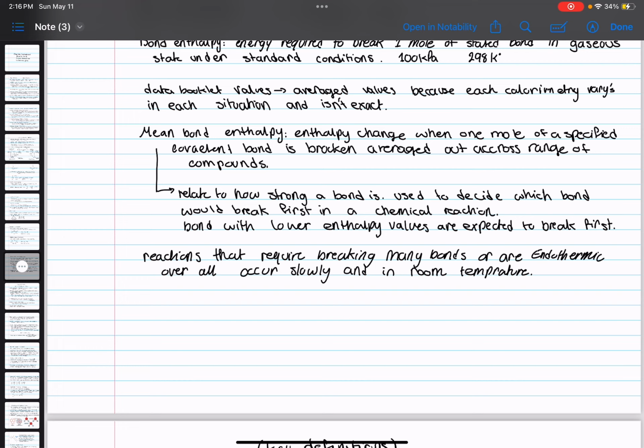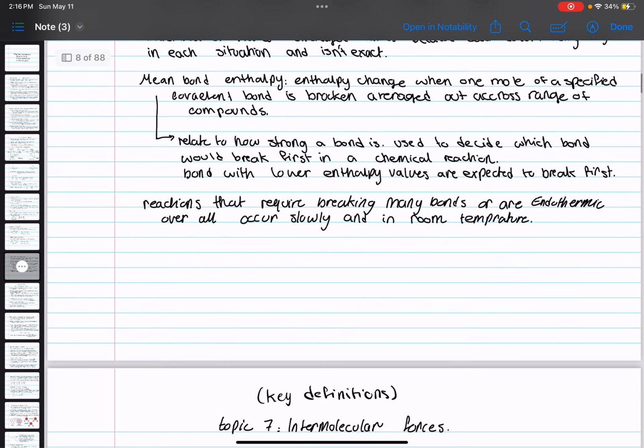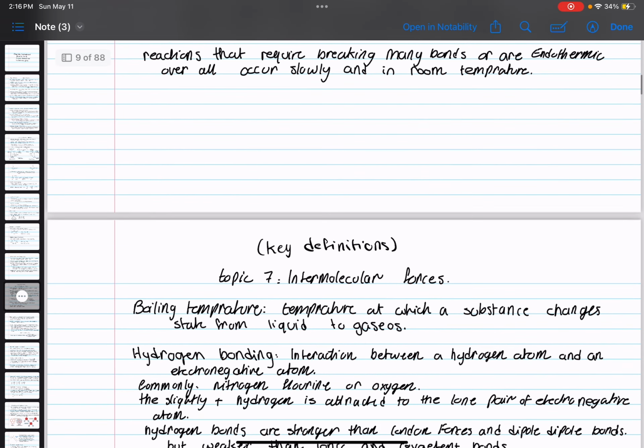So this relates to how strong a bond is, and is used to decide which bond would break first in a chemical reaction. Bonds with lower enthalpy values are expected to break first. Reactions that require breaking many bonds, or are endothermic overall, occur slowly at room temperature.